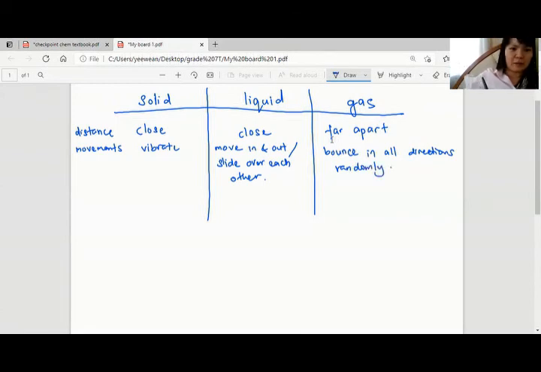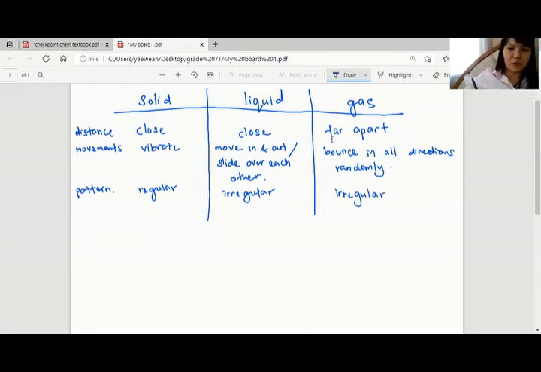Okay, what about their pattern? Solid has a regular pattern. Liquid, irregular. So although they're close together, they don't have any regular pattern. So it's random, but close together. Whereas gas, they are totally far apart and irregular. So you can see liquid is like the in-between of gas and solid.